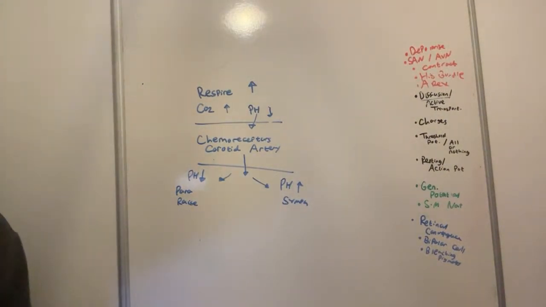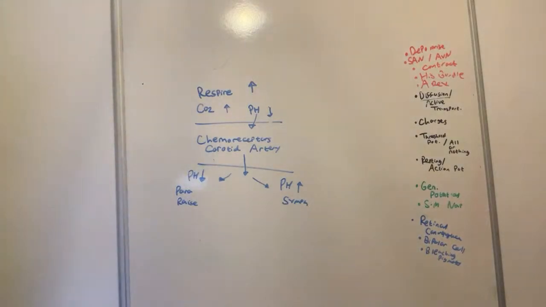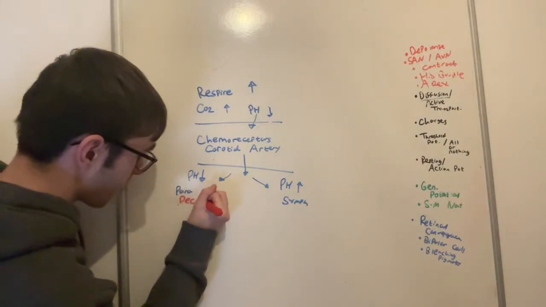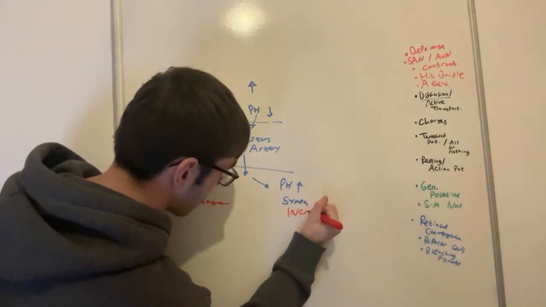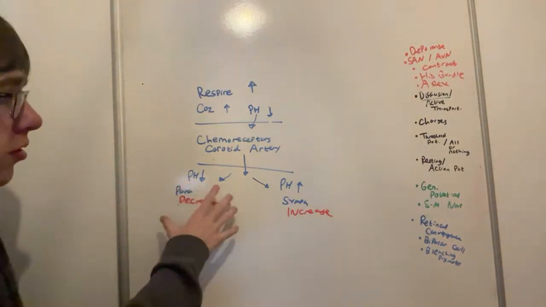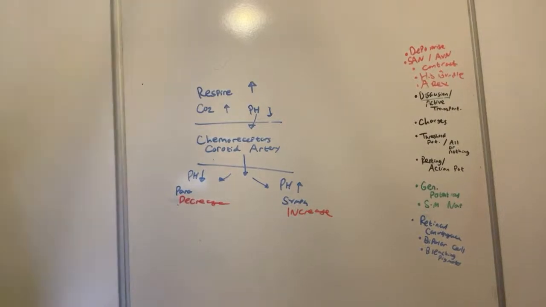If pH decreases, so it's more acidic, it's going to decrease the heart rate. Okay, so if it's more... yeah. So parasympathetic is going to decrease versus increase. So it's going to travel, this signal that has been detected by the receptors, this impulse.